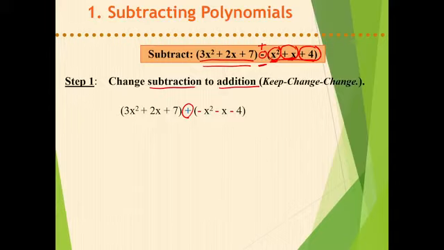Okay, let's proceed. What you learned earlier, just apply here. Where is the partner of 3x squared? Okay. How much is 3x squared minus x squared? Imagine there is a 1. How much is that? Okay, 2. So, sir, I have 2 here. Okay. Next. 2x and negative x, how much is that? One. Meaning, plus x. What about positive 7 and negative 4?